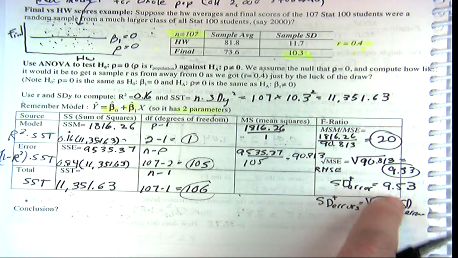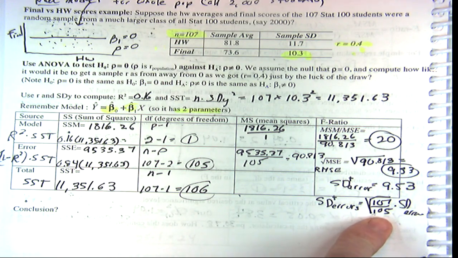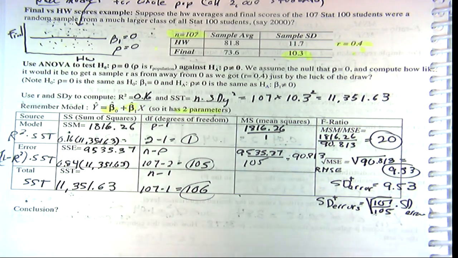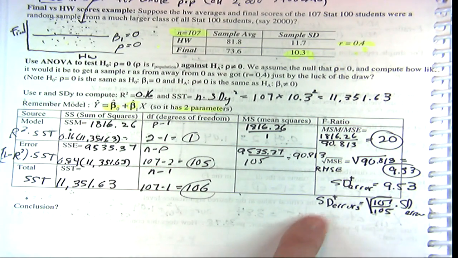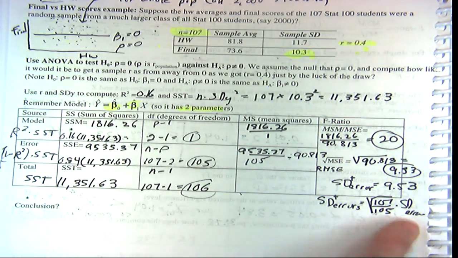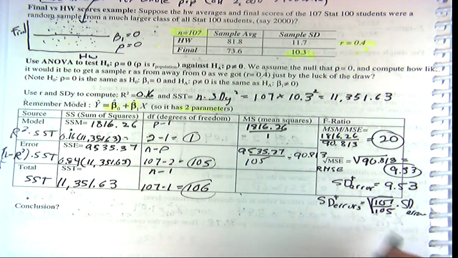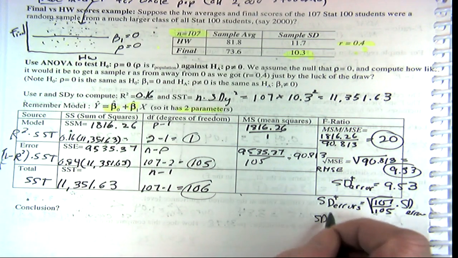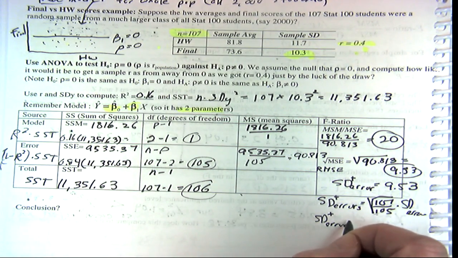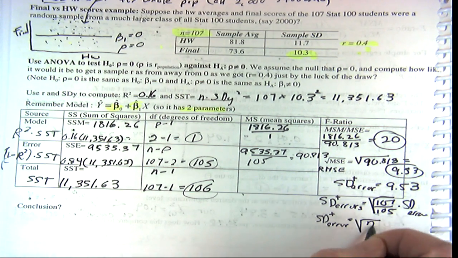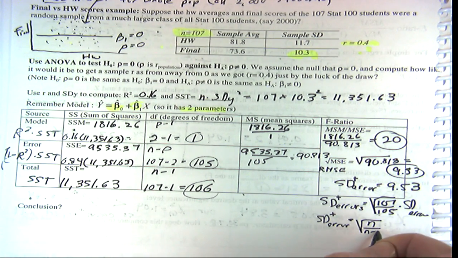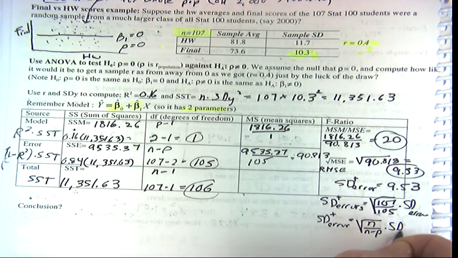Okay? I think in your homework, you're going to have to go the other direction. So you'd say 105 over 107. In general, the SD plus of the errors is going to be n over n minus p times the SD of the errors.